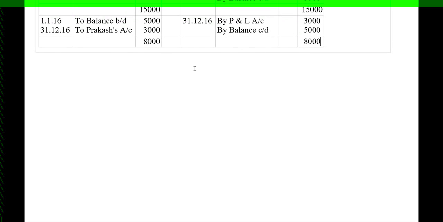So why is it? Because still the agreement may continue here. So this will be brought on 1/1/17 to balance brought down. So that comes to rupees 8000 here.